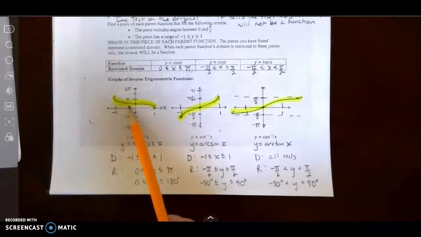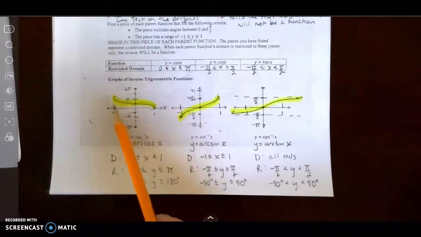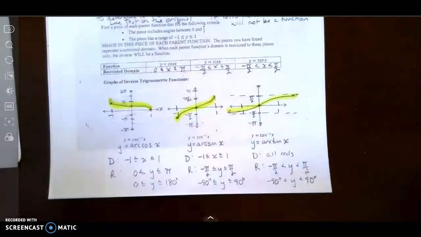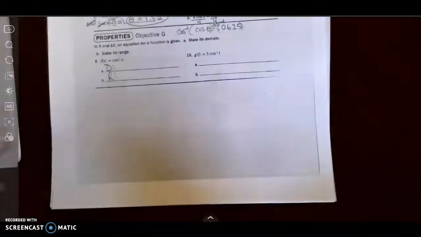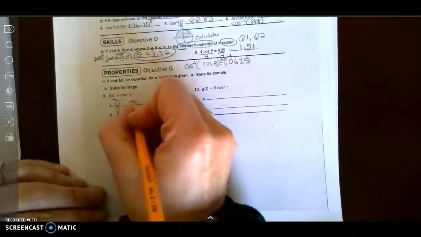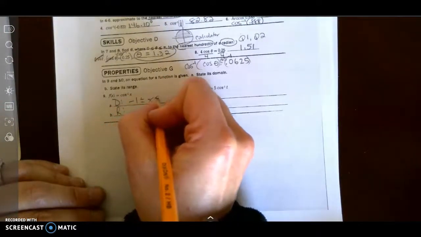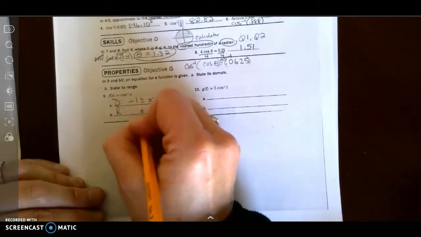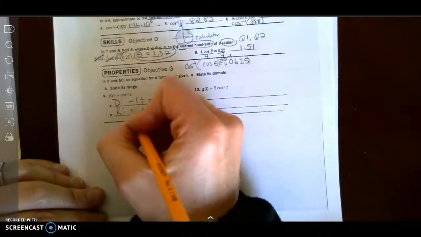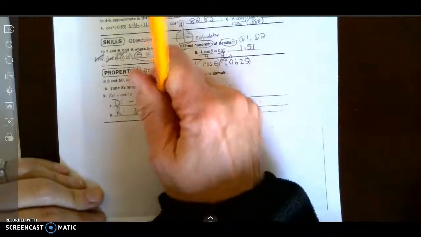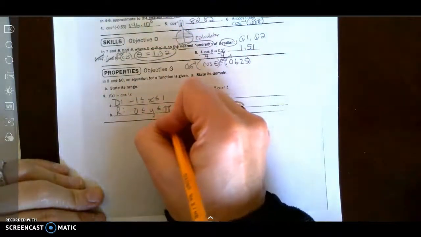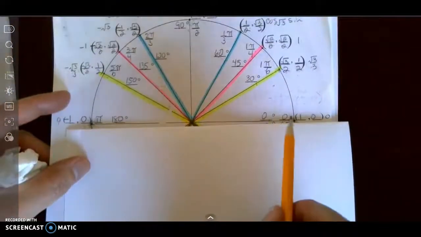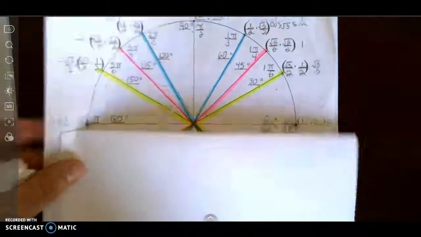Notice it never goes below and it never goes above. It ended actually right here and here. So my domain is -1 to 1. And my range, remember, is from 0 to pi. That's why we're always looking at just the top half of the unit circle for my y values from 0 to pi.